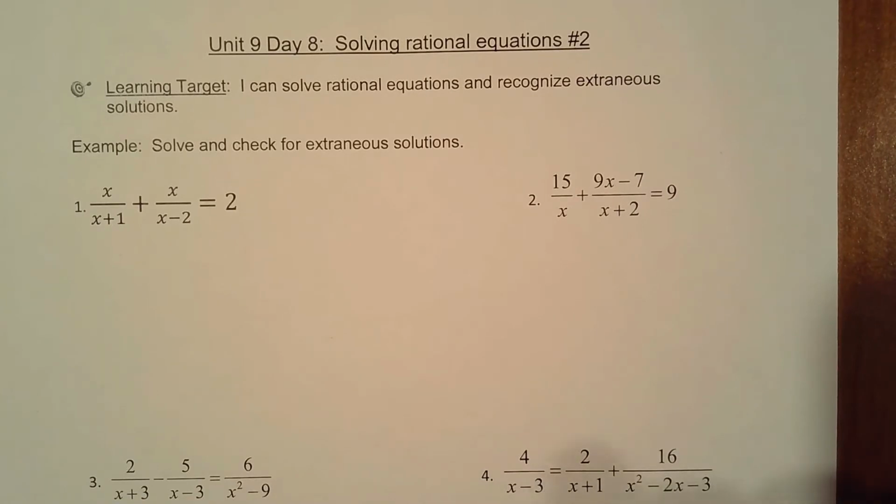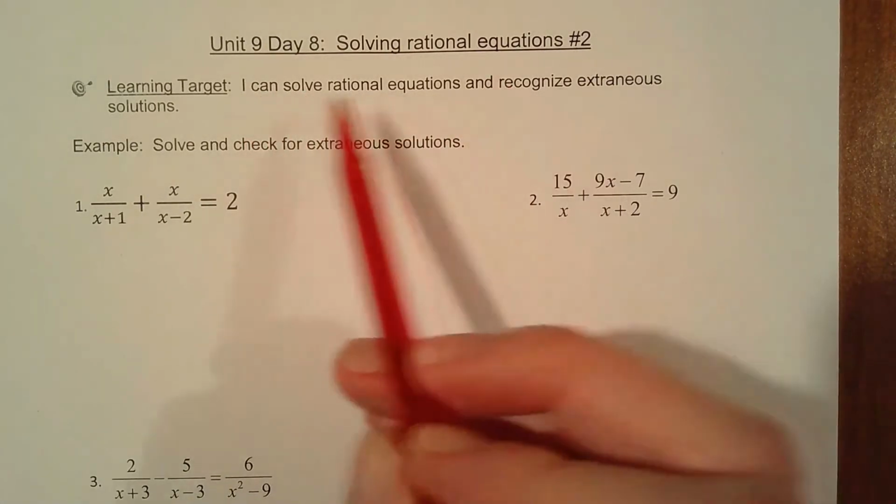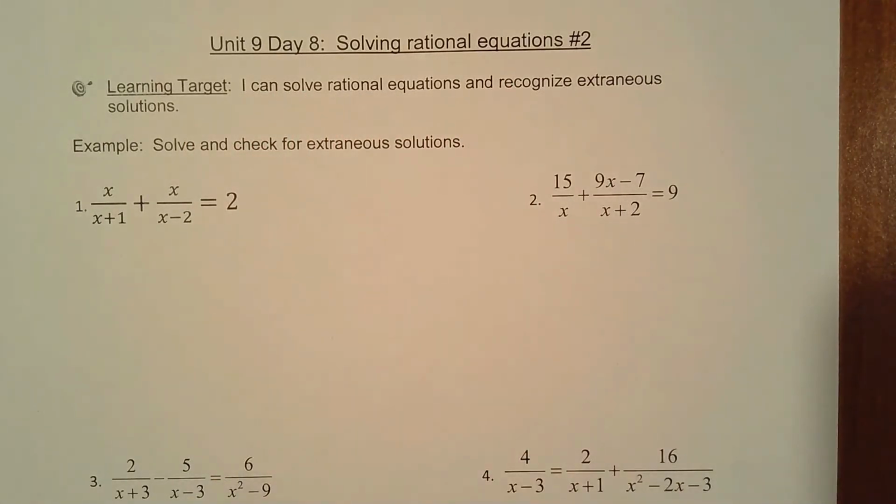on Day 7. So if you remember, well, I'll just go to the learning target here. Learning target is I can solve rational equations and recognize extraneous solutions. It's pretty much the same thing as last time. And solve and check for extraneous solutions. So not a whole lot different. It's just different kinds of problems.